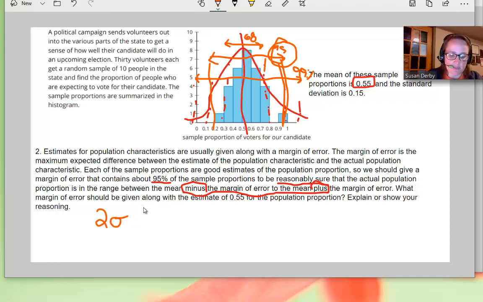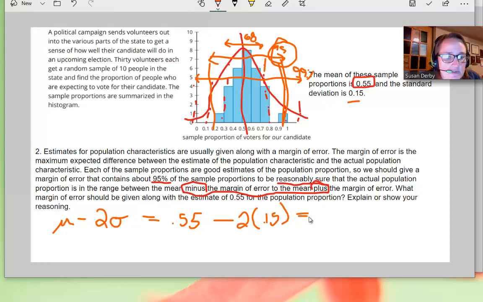Now, I already marked those on my other one, on my previous screen. And so we found that if we're looking at the low end, taking the mean 0.55 and subtracting 2 standard deviations, and we're going to subtract off 2 of our standard deviation values, and it tells me standard deviation is 0.15. And so that value that we found on the previous screen was 0.25. And again, we want to have that wiggle room going both ways.